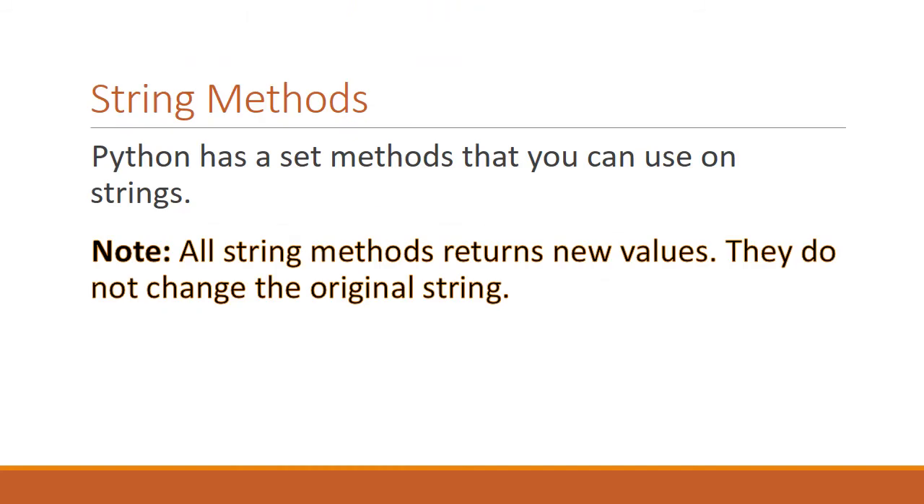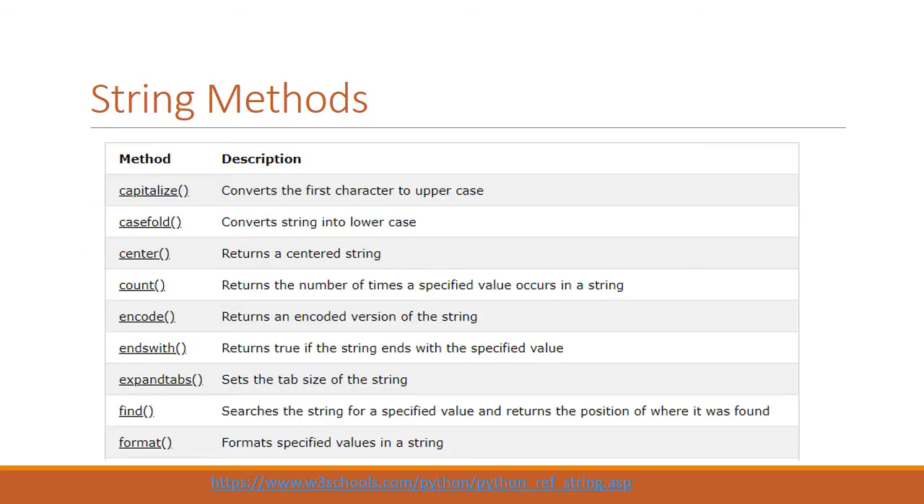Python includes a large set of methods that can be used on strings. All string methods return new values. Because strings are immutable, they do not change the original string. The next several slides present a table showing some of these methods. For example, we have a count method that will count the occurrences of a substring within a string. We have a find method that will search for a substring within a string.